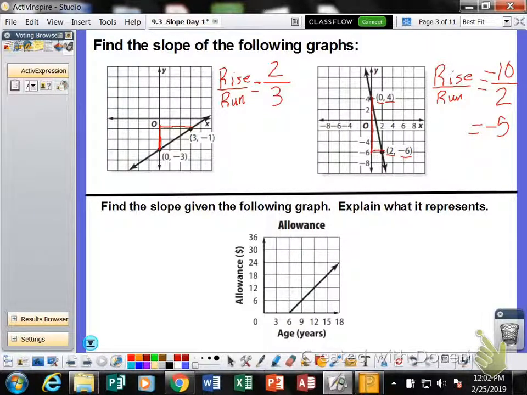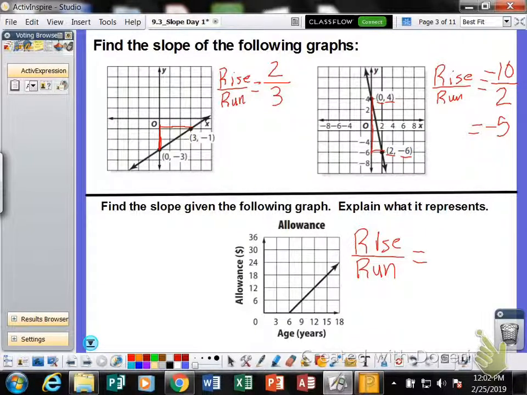Alright, now find the slope given the following graph. Explain what it represents. So our graph is rising upwards and to the right, so we know our slope is going to be positive. Our rise, first we want to find our rise first, and then our run.